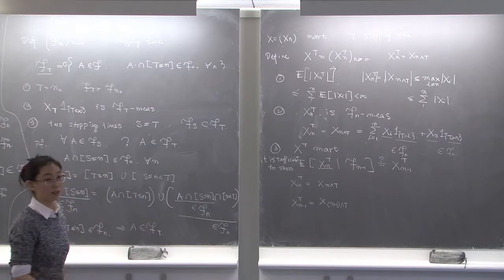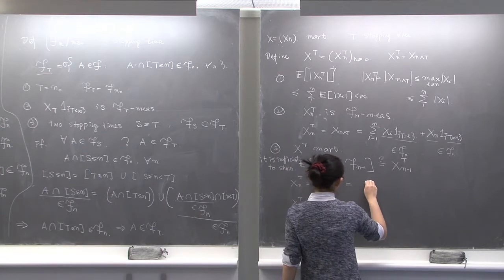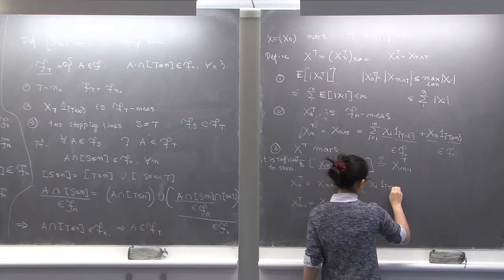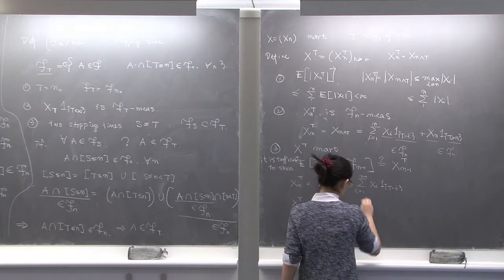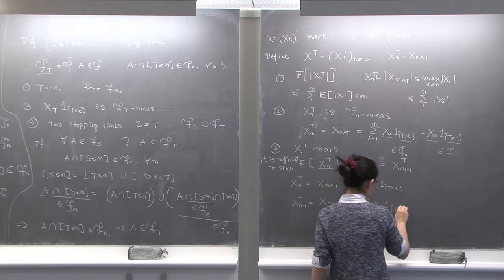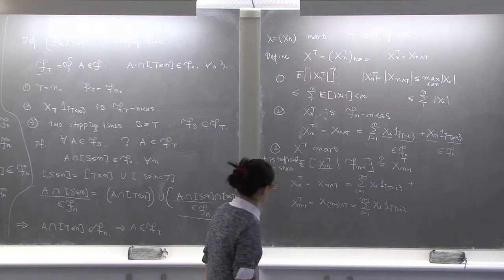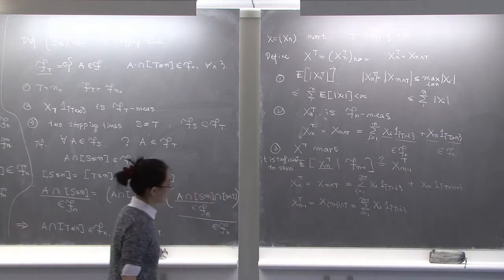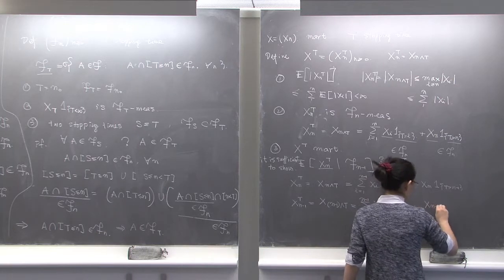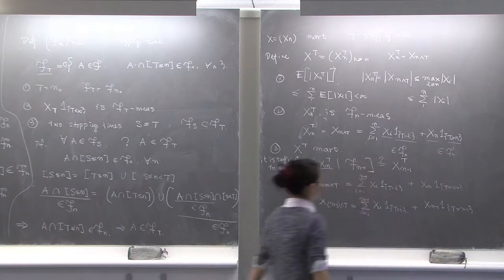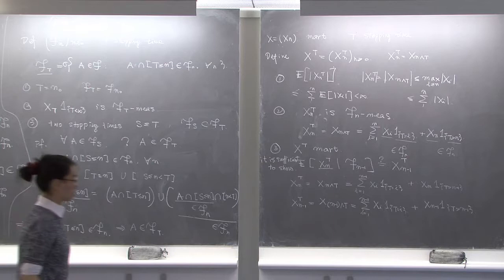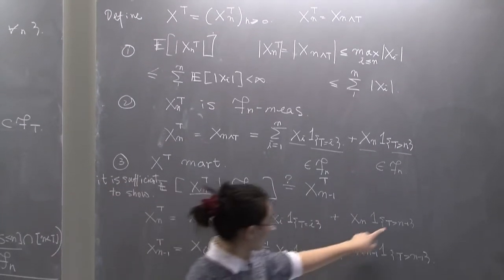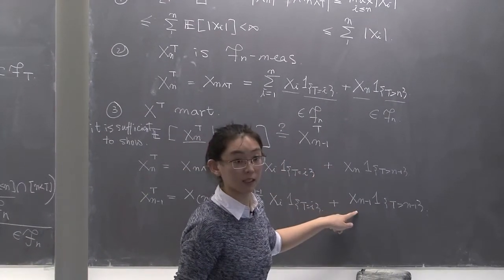So if T is less than n minus 1, they are the same. For T less than n minus 1, it is just X_i, T equals i. For this part, they are the same. And then for T equals n, it equals X_n, T greater than n minus 1. And for this part, it equals X_{n-1}, T greater than n minus 1. OK, so this is the relation between these two random variables. When T is smaller than n minus 1, they are the same. And when T is greater than n minus 1, one is X_n and the other is X_{n-1}. This is the only difference.